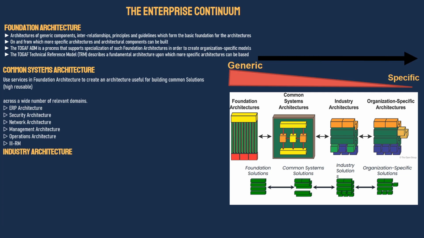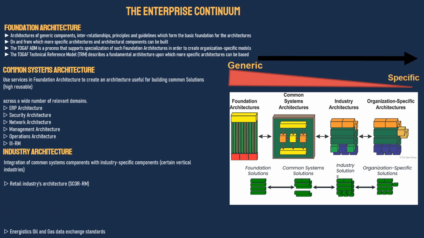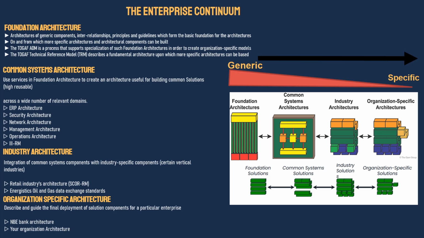Industry architectures: integration of common system components with industry-specific components, such as retail industry architecture, energetics, oil and gas data exchange standards. Organization-specific architecture: describes and guides the final deployment of solution components for a particular enterprise. For example, an NBA bank architecture, or your organization architecture.